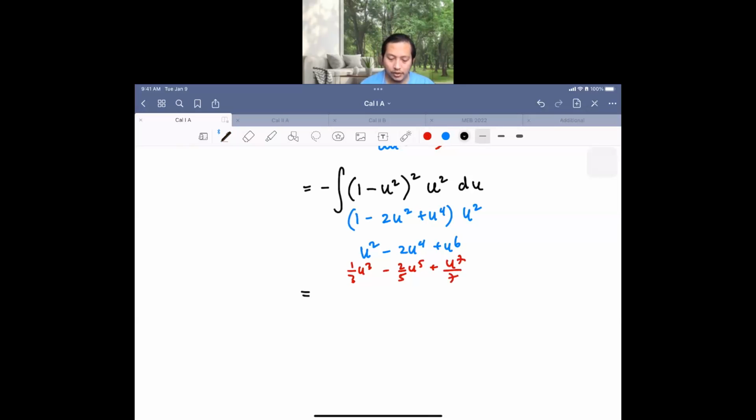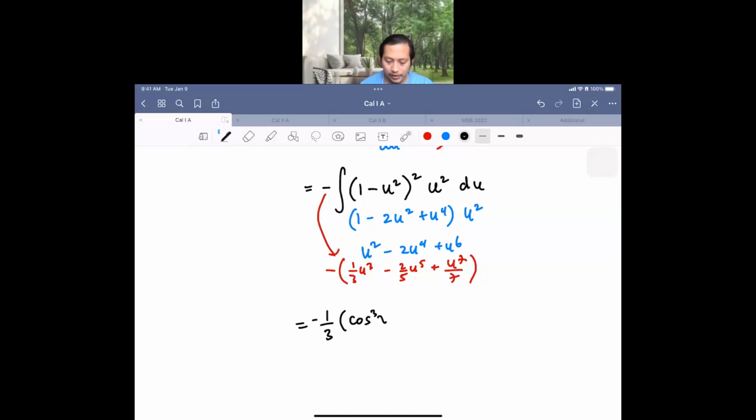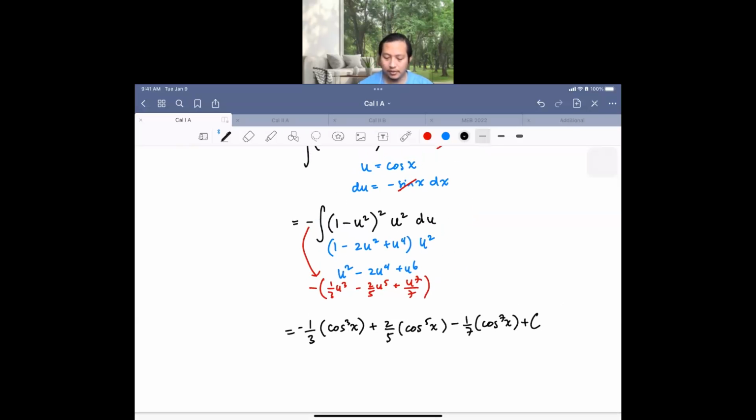Okay, so we can say that the integration will result in, and we need to multiply with the negative from here. So we will have negative 1 over 3, and then u is cosine, so cosine cubed x, plus 2 over 5 cosine to the power of 5x, and plus 1 over 7, or not plus, it should be minus, cosine to the power of 7x plus c.